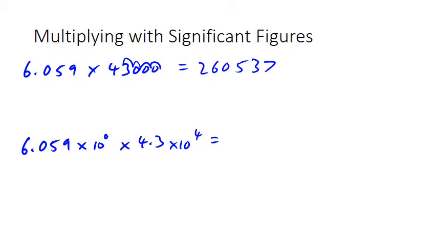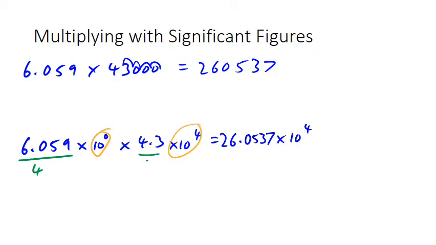And that equals. Now we can do that quickly, just check our magnitude check. So if we do a magnitude check, we've got this times this. We add the powers, so 0 plus 4, that's 4. So it's going to be times 10 to the 4. And we should end up with, well, we've got 6.059 times 4.3. If we actually did that, then you would find we should have 26.0537. Now, our problem here is if we look here, 4 sig figs, 2 sig figs, 1, 2, 3, 4, 5, 6 sig figs. So that's not allowed.